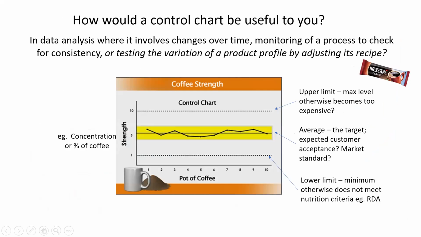Where can we use this? For example, if there's a lot of data and we want to check how it behaves over time, we can monitor the process to check for consistency. And we can test the variation of a product profile.